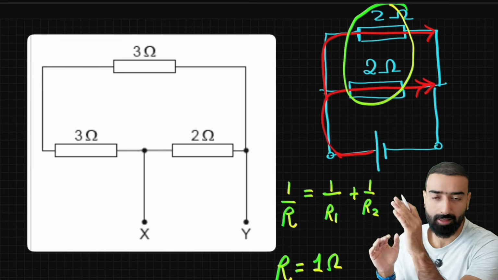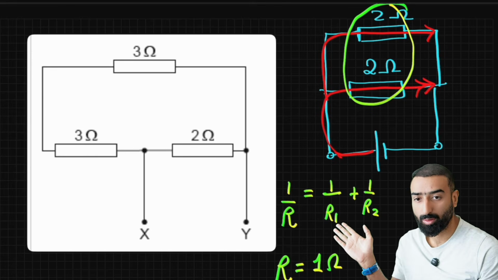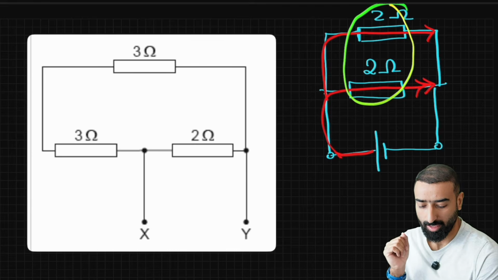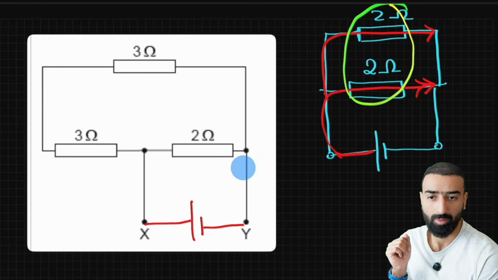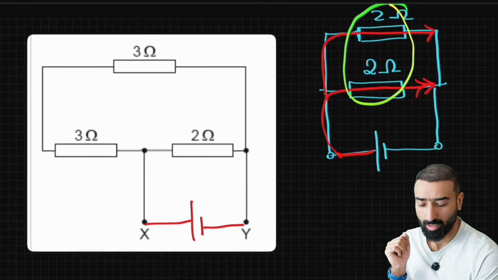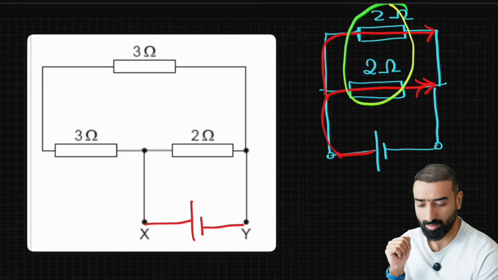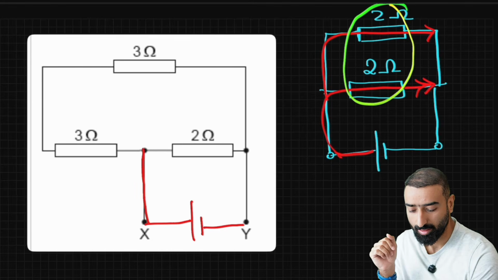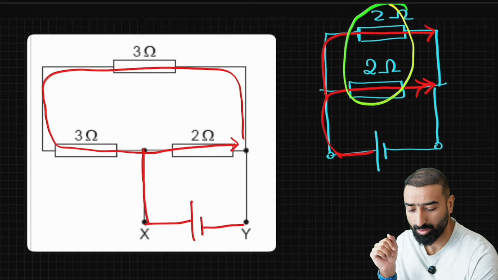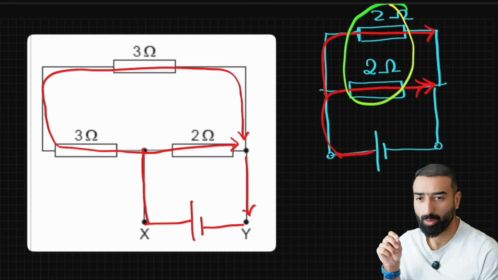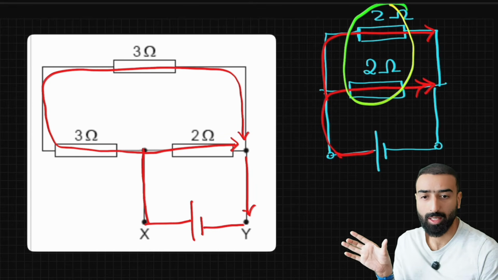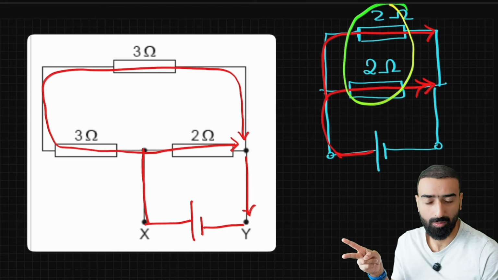Now let's take this understanding and apply it to the original circuit that we had. Say we connect a cell over here. This cell can send current through the 2 ohm resistor and that current returns back. It also has another path to flow through, the two 3 ohm resistors. So the current can flow through the upper branch and return back to the cell. Immediately, we should know that the total resistance between X and Y should be less than 2 ohms.